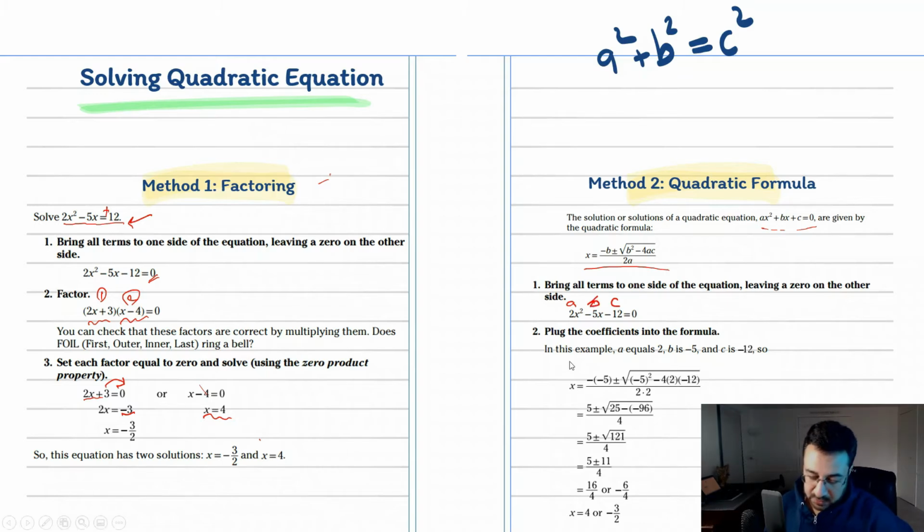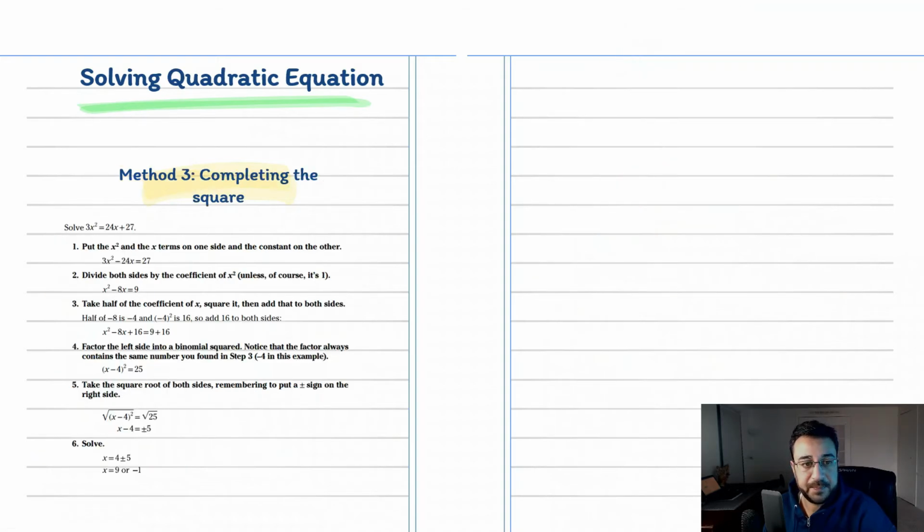Okay, so if you plug in the coefficients for x, one time plus, one time minus, so this plus or minus, one time we use it as a plus, one time as a minus to get the factor. So in this case we have 5 plus or minus 11 over 4. That's either 16 over 4 or minus 6 over 4. So x equals 4 or minus 3 over 2. That's the solution for your equation using the quadratic formula.